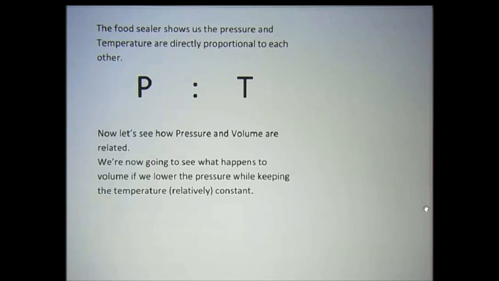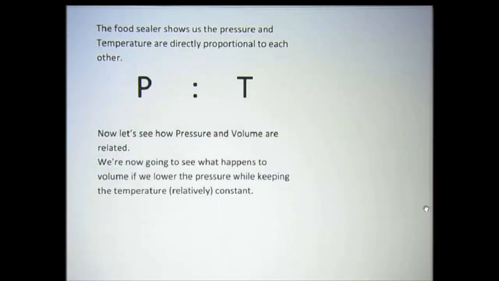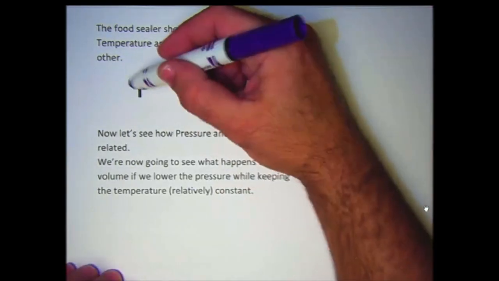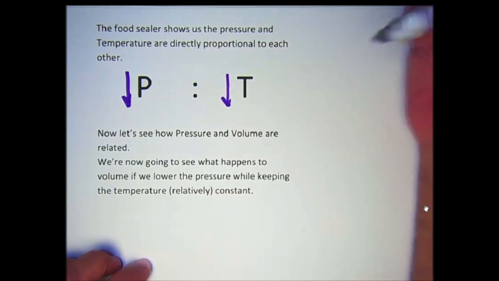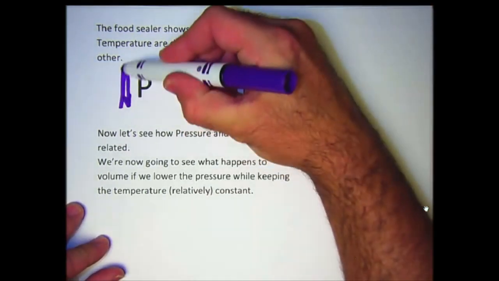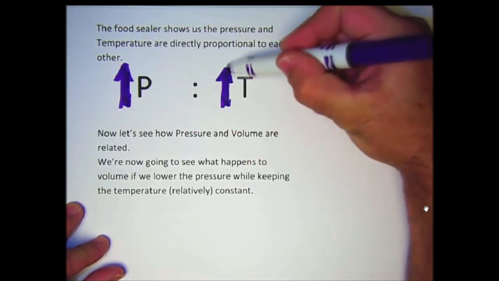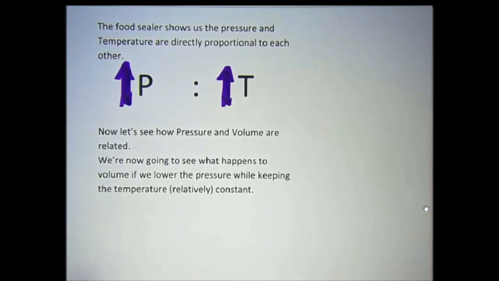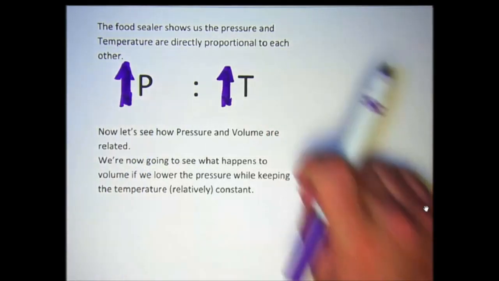When it comes time to make up our own equation, we would say that pressure and temperature are directly proportional to each other. We saw that if you lower the pressure of something, there was a corresponding decrease in the temperature. And when we opened it up and let the pressure increase really fast, the temperature went up also. These are directly proportional to each other. I'm going to put one on this side of the equation and one on this side of the equation.